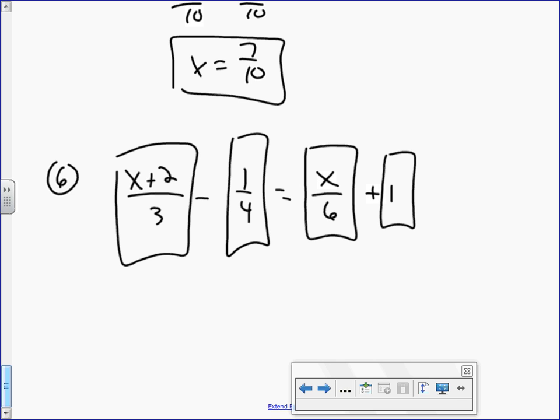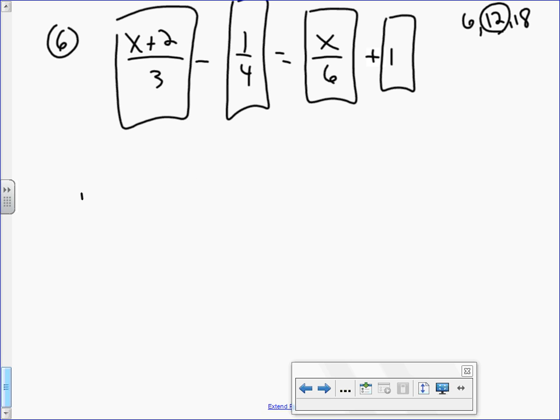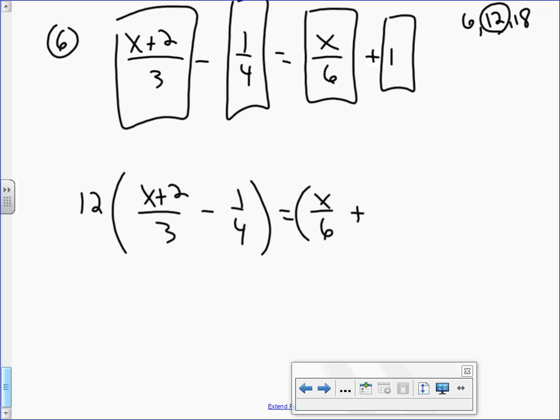Okay, so now we're going to look at our denominators, and the biggest denominator is 6. 6 doesn't work, correct? So I think 6, 12, 18. We can count by 6s pretty quickly, and it's going to be 12. Okay, so let's write that step down where we multiply the left side by 12, and the right side by 12. And then we're looking at how this cancels correctly.